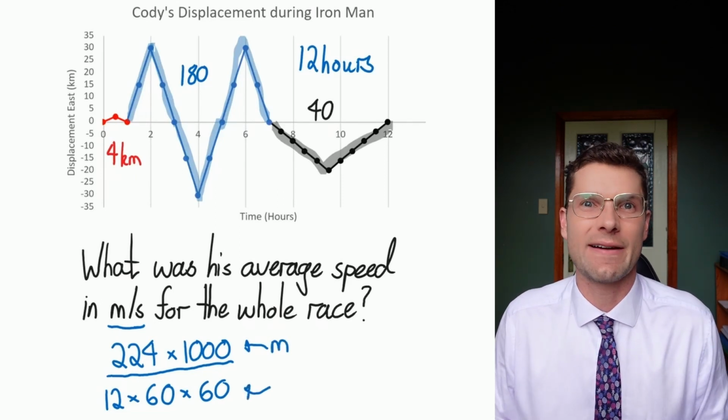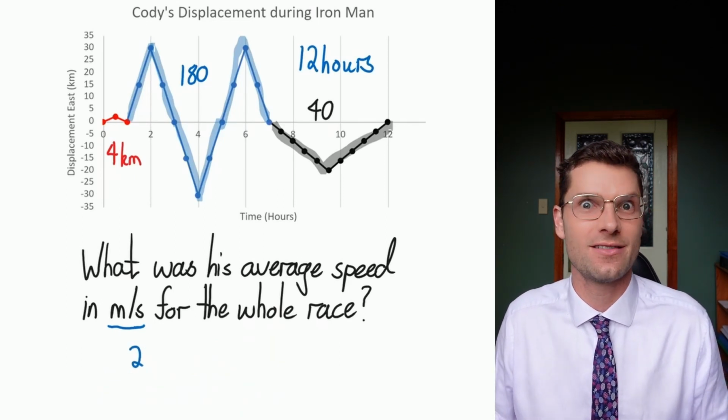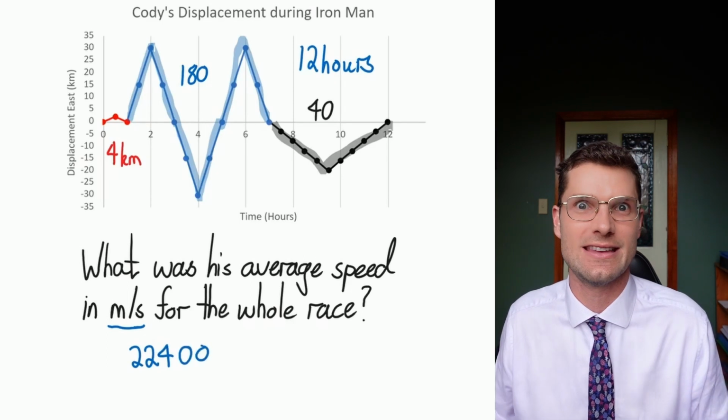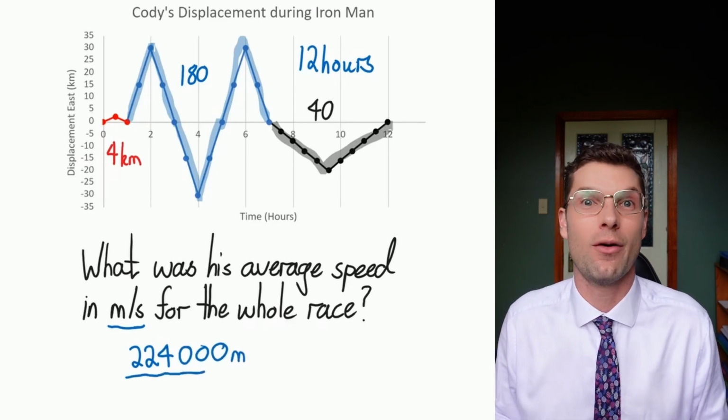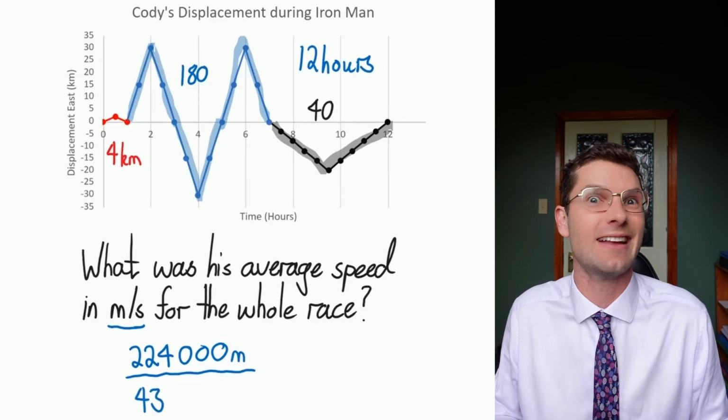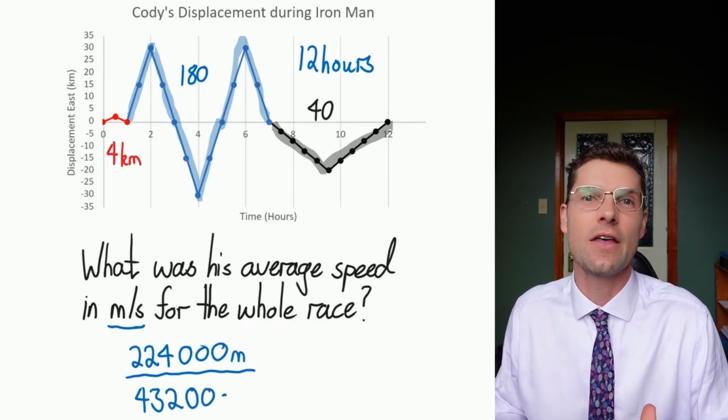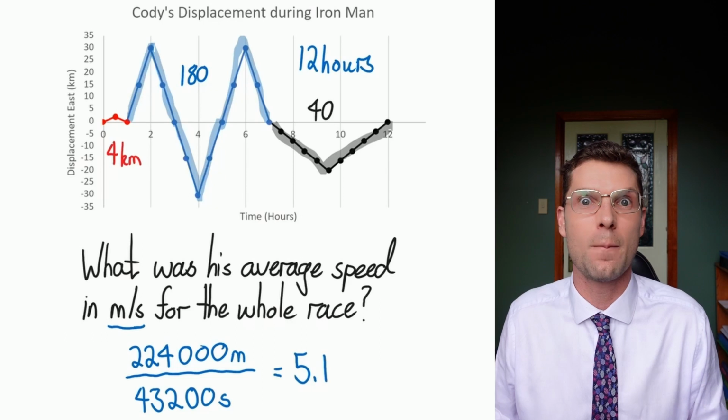So all we've got to chuck into our calculator is 224,000. That's how many meters were done during this day event. And we've got to divide that by 43,200. That's how many seconds it was in total. This is just equal to 5.19 meters per second.